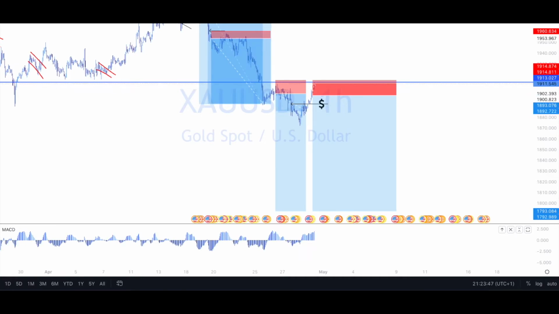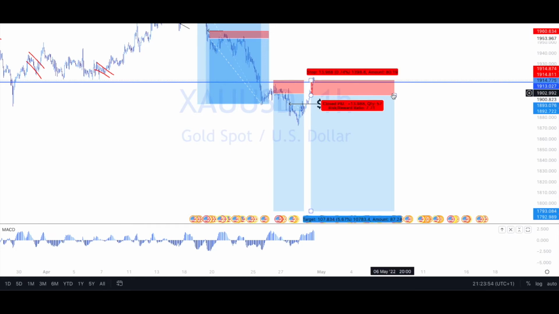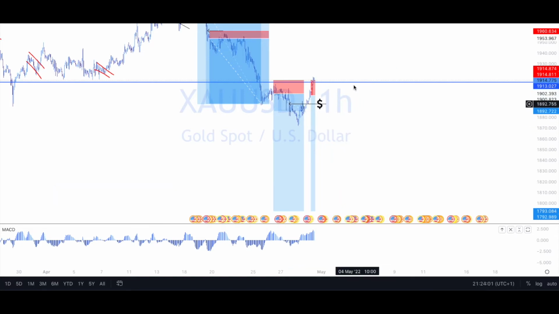Okay, so I'm now in the red, and it's taking me out. Boom. And it has taken me out clean. So I've lost this trade. So now we're going to hit play and see what it does.